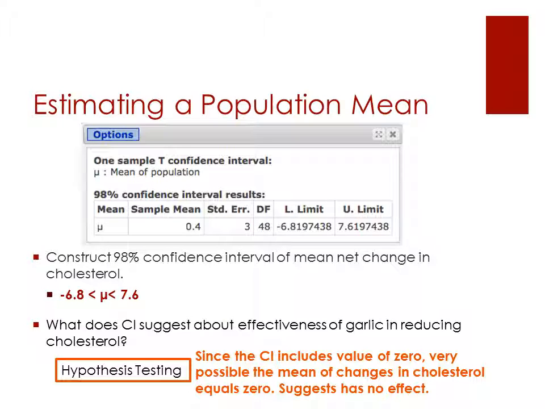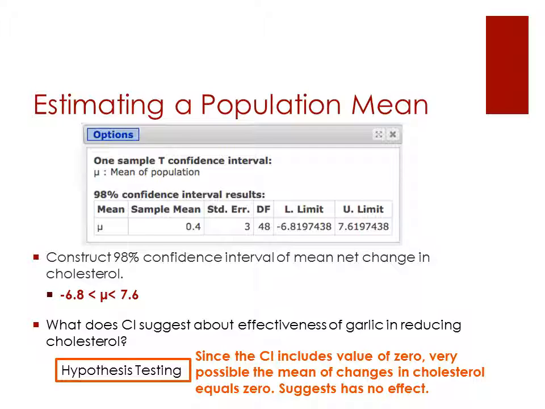Now, let's move on to the last part of this problem, where we're being asked to make an assessment of what the confidence interval suggests about the effectiveness of garlic in reducing cholesterol. So here we can see this is a hypothesis testing question. Since the confidence interval includes a value of 0, it's very possible that the mean of changes in cholesterol equals 0, and this would suggest that there is no effect.